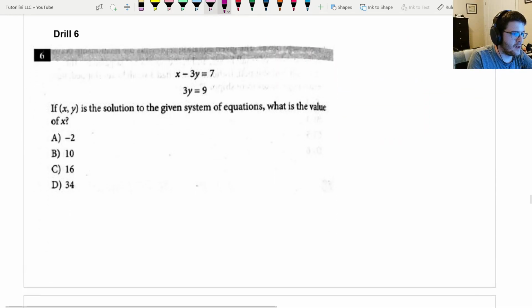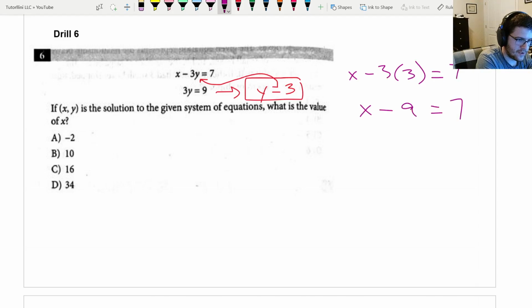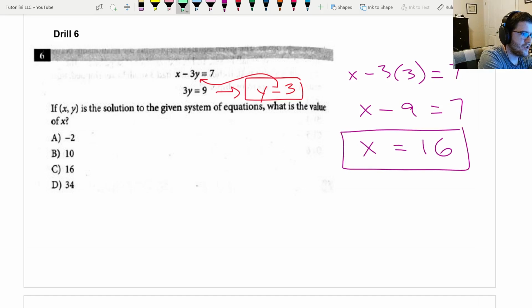Okay, this is a system. We'll do it by hand first. When you see an equation with just one letter in it, you've got to solve that equation. That should be the first thing you do. So the bottom one only has y. We divide both sides by 3, and we get y equals 3. Now we substitute that into the other equation. So we get x minus 3 times 3 equals 7. X minus 9 equals 7. Add 9 to both sides, and we get x equals 16, which hopefully is the answer.